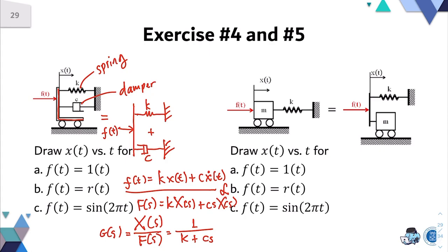Okay, so please do similar simulations for these different inputs. And this one is the transfer function. Then this is exercise 5. Actually this is a combination of mass and spring. You have to do a similar process as I did beforehand. Then you have to draw x(t) versus time for these different cases.